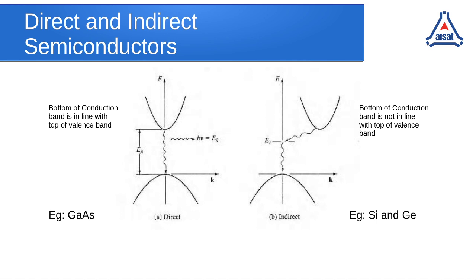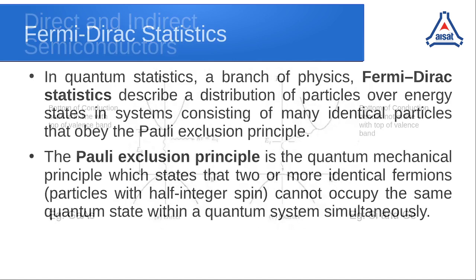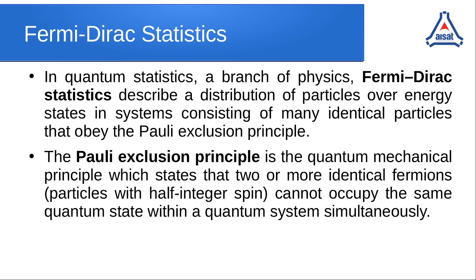So the EK diagram concept has helped us to classify semiconductors into two categories: direct semiconductors and indirect semiconductors. With these scattered basic thoughts, we will move on to some serious discussion on Fermi-Dirac statistics.